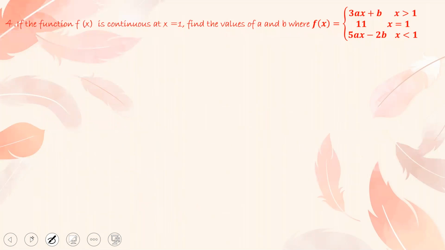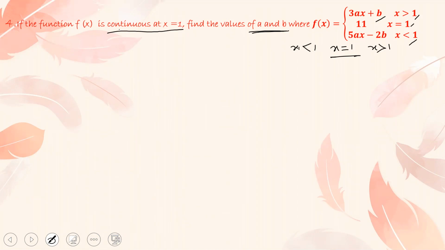The next problem. The function is defined in these three steps: for x greater than 1, for x less than 1, and for x equal to 1. So the same three cases I can form: for x less than 1, for x equal to 1, and for x greater than 1. So here the critical point is x equal to 1, since before 1 the definition of the function is different, and after 1 the definition of the function is different. Now it is given that the function is continuous at x equals 1, and you need to find the values of a and b.